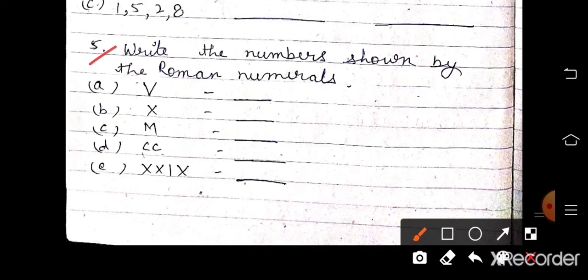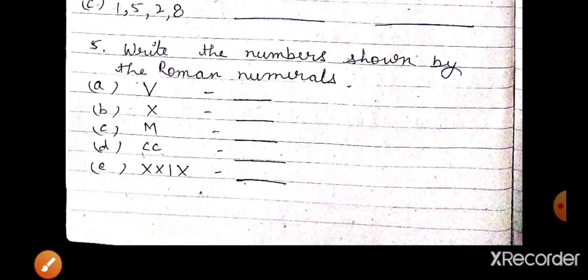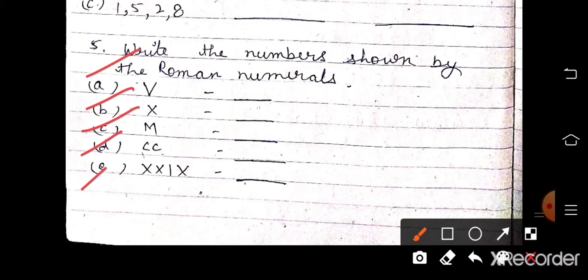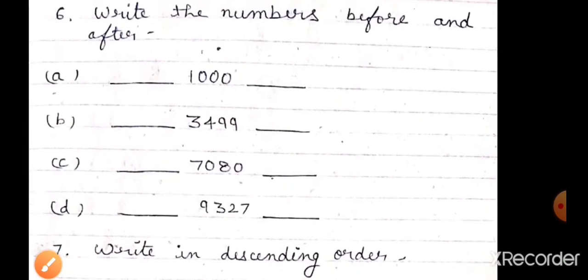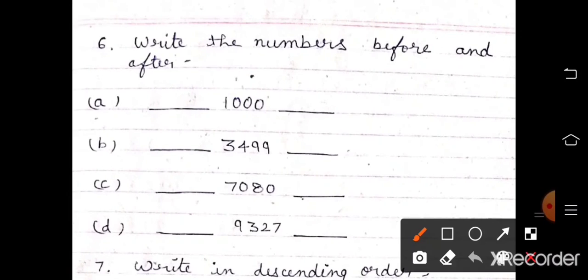Now write the number shown by the Roman numerals. Here आपको रोमन में है, आपको सिंपल नंबर्स में लिखना है. You have to write in simple numbers. A, B, C, D, E, 5 parts are here.